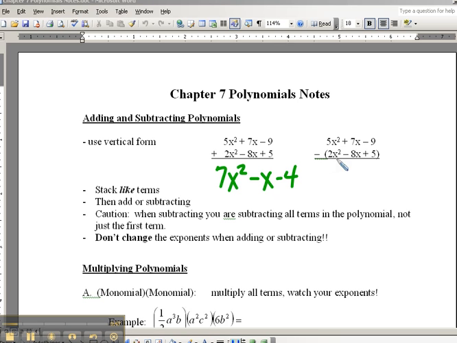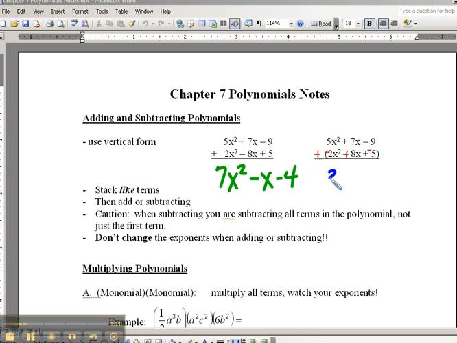The subtraction, you've got to be careful because not only are you subtracting this first term, you're subtracting everything inside. You're going to subtract 2x squared, you're going to subtract negative 8x, and you're going to subtract 5. And I think the easiest way to go about doing that is to add a line and change the sign of everything inside the parentheses and make it an addition problem. That's probably the easiest way to tackle this. Now you've got an addition problem.